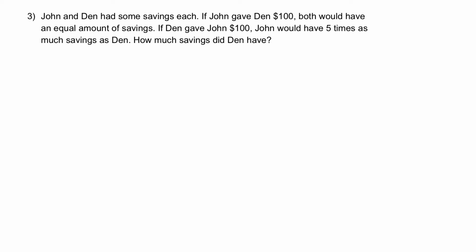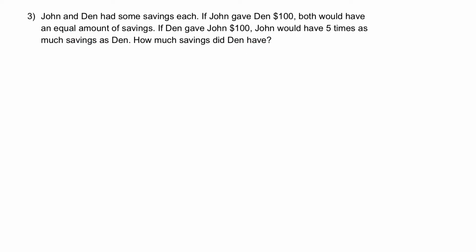Question 3. John and Dan had some savings each. If John gave Dan $100, both would have an equal amount of saving. If Dan gave John $100 instead, John would have 5 times as much saving as Dan. How much savings did Dan have?